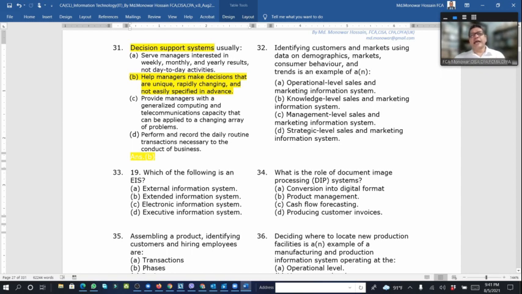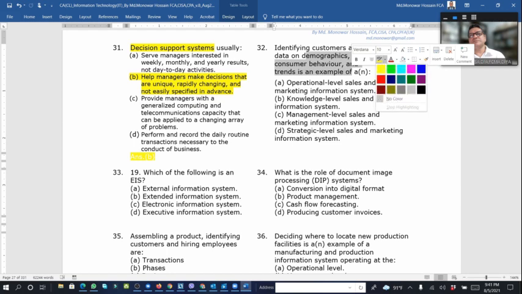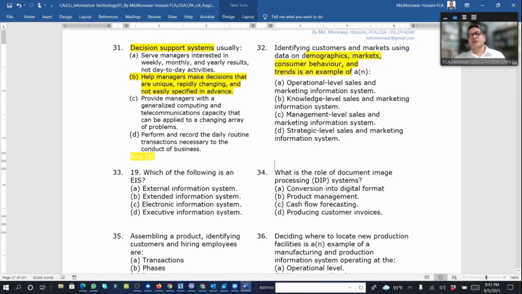And 32, identifying customers and markets using data on demographics, customer behavior, and trends is an example of which level: operational level sales, knowledge level sales, management level sales, strategic level sales? What would be the answer, sir? Strategic. Here it says knowledge level.